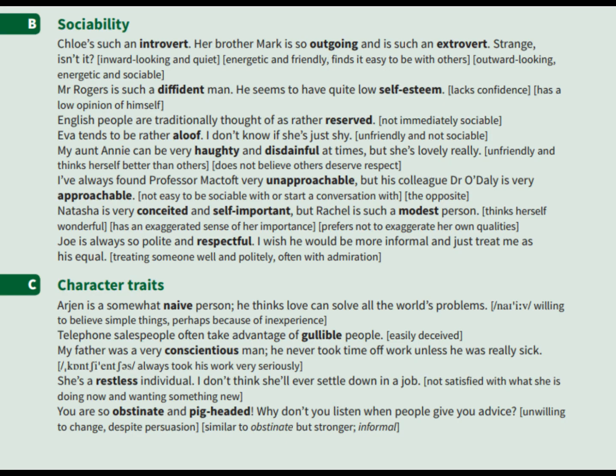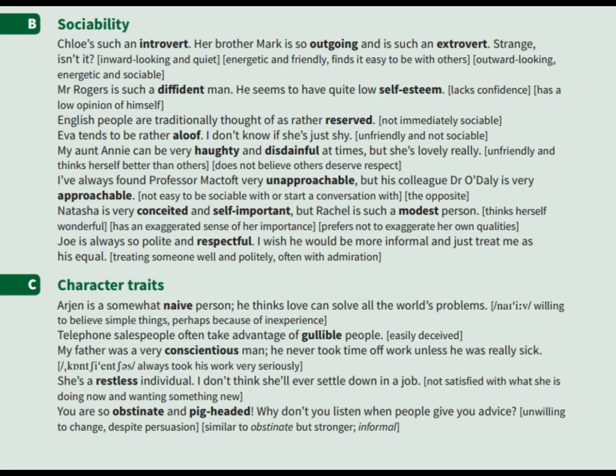An unapproachable person is difficult to speak to or socialize with. It may be hard to begin a conversation with them. An approachable person is the opposite and seems friendly and easy to talk to. Someone who is conceited has an excessively high opinion of themselves. A self-important person has an exaggerated sense of their own importance. By contrast, a modest person does not exaggerate their own abilities or good qualities.